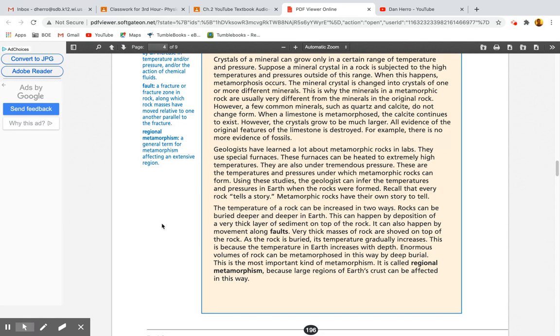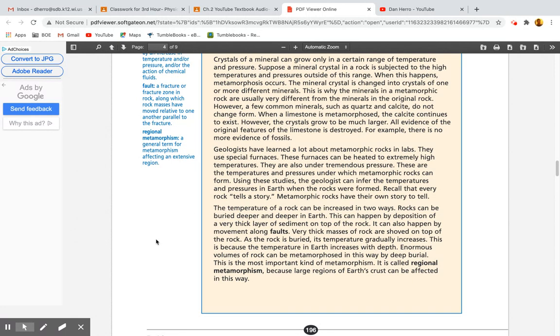Geologists have learned a lot about metamorphic rocks in labs. They use special furnaces. These furnaces can be heated to extremely high temperatures. They are also under tremendous pressure. These are the temperatures and pressures under which metamorphic rocks can form. Using these studies, the geologist can infer the temperatures and pressures in Earth when the rocks were formed. Recall that every rock tells a story. Metamorphic rocks have their own story to tell.